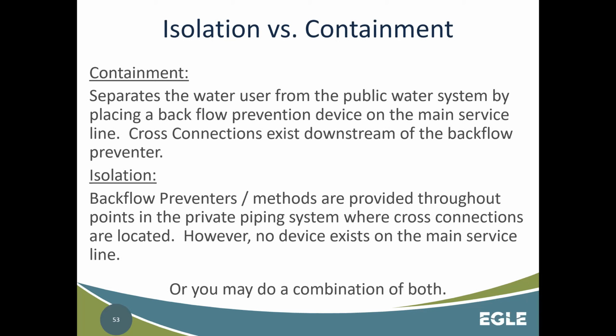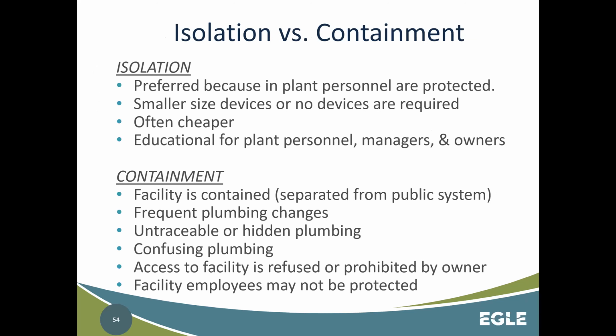Not saying that it doesn't exist, but me personally, I work with a few different cities, and I don't know of any city that doesn't require on any commercial or industrial line to have at least an RPZ on it. Okay. So isolation, it's preferred because it isolates it to a particular area of the building and it doesn't affect everyone. It can be cheaper.